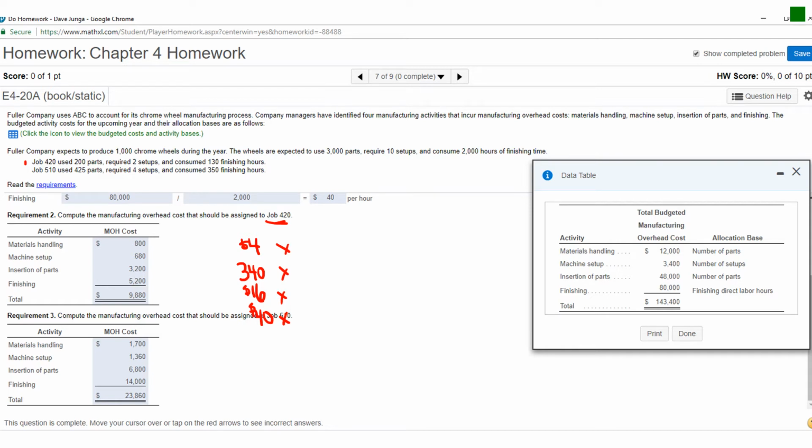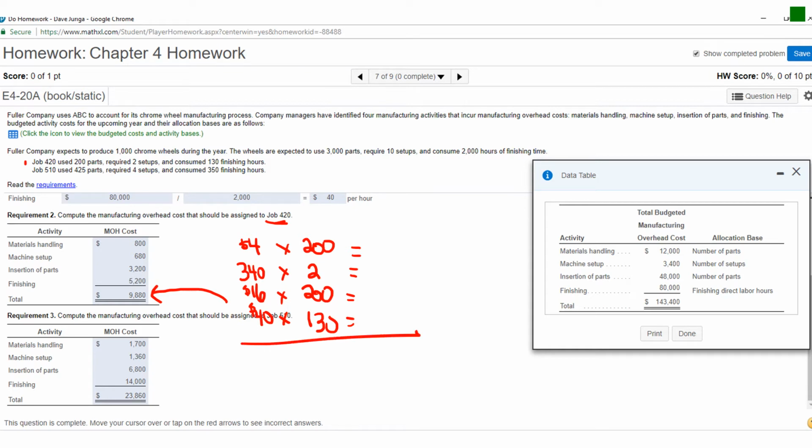For job 420, it was 200 parts, 2 setups, and again 200 parts, and then the finishing time was 130. That's essentially what you're doing: rate times activity, rate times activity. You multiply those out, and notice when you add them up, you're going to get the total cost of $9,880.